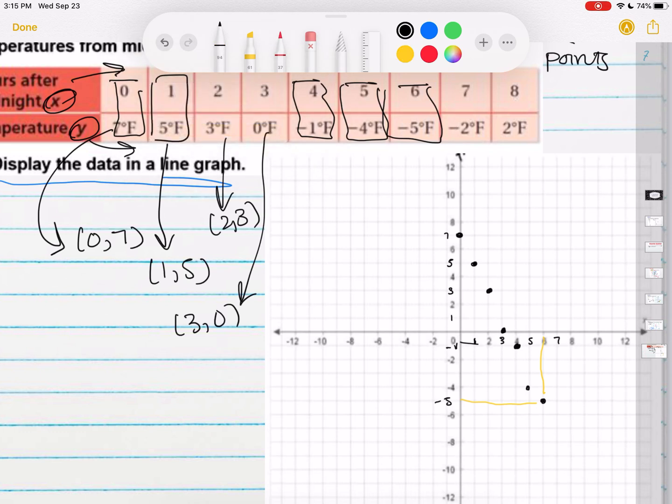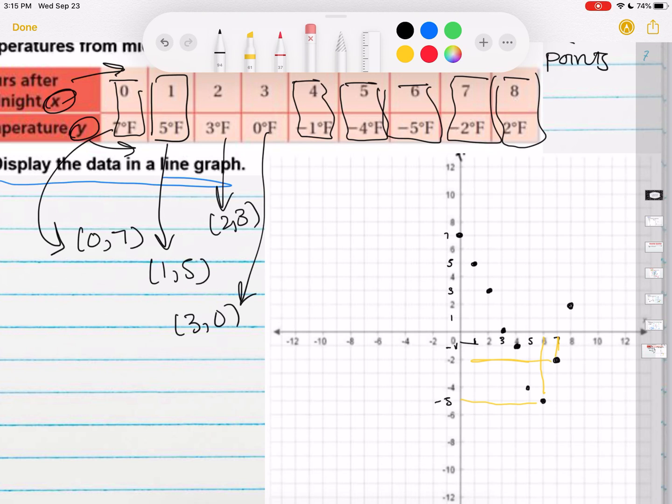My next one is (7, -2), so I'm going to find 7 on the x-axis and then find -2 on the y-axis. That's right here. Again, 7 on the x, -2 on the y. And last one, (8, 2). So let's see, 8 is right here, and we go up here. So I'm at 8 on the x-axis and 2 on the y-axis.